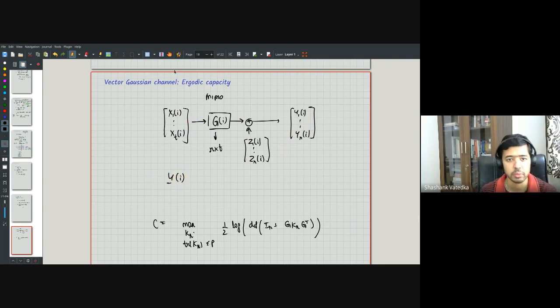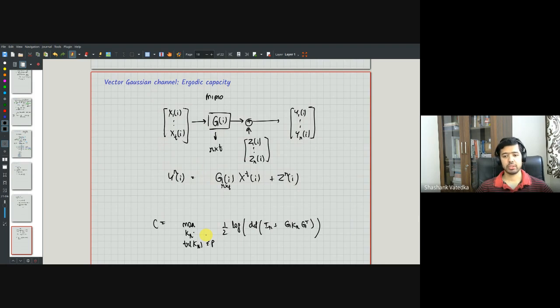So, sticking to the notation that we had so far, YR of i is equal to G of i, where note that G is an R cross T matrix, times XT of i, plus ZR of i. So this is the simplest model for a fast fading MIMO channel.